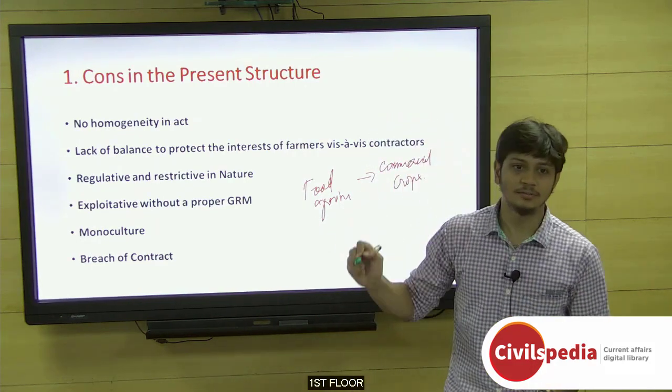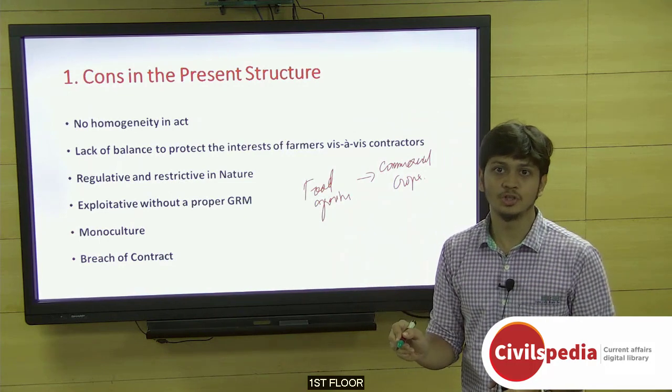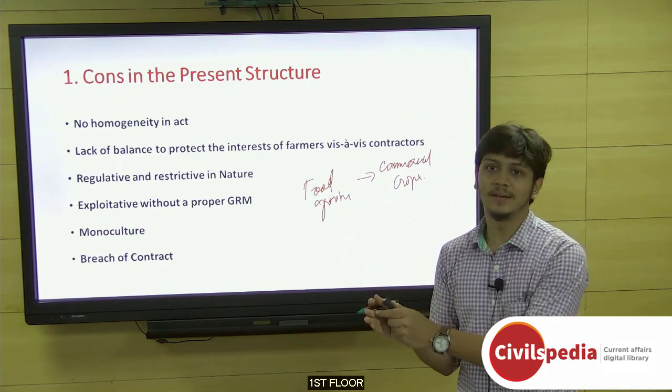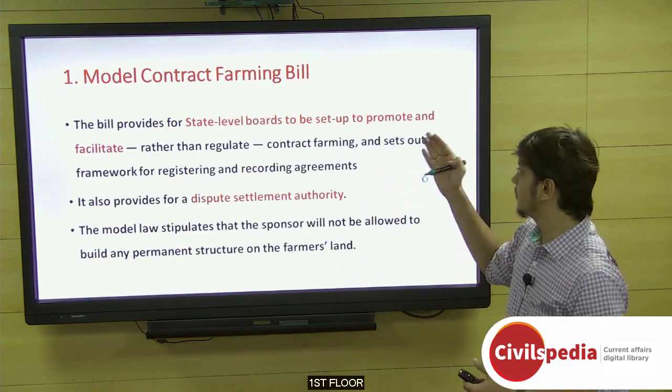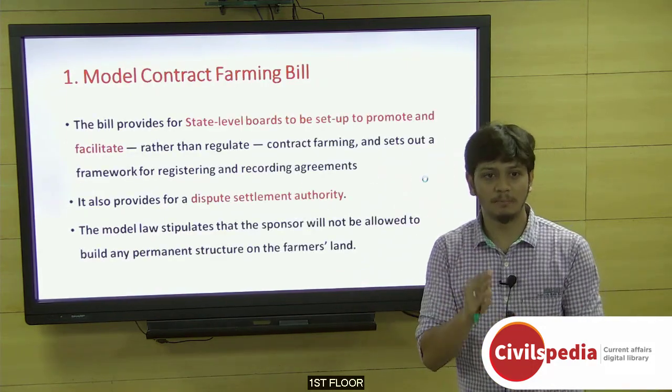Again, when such a transfer is happening between food grain and commercial crops, it will lead to food insecurity in India. So these are certain cons in the present structure. So what is the model contract farming bill? What does this bill particularly provide?